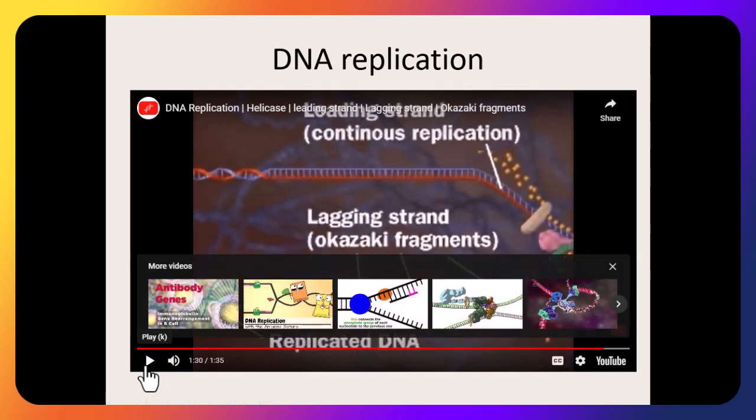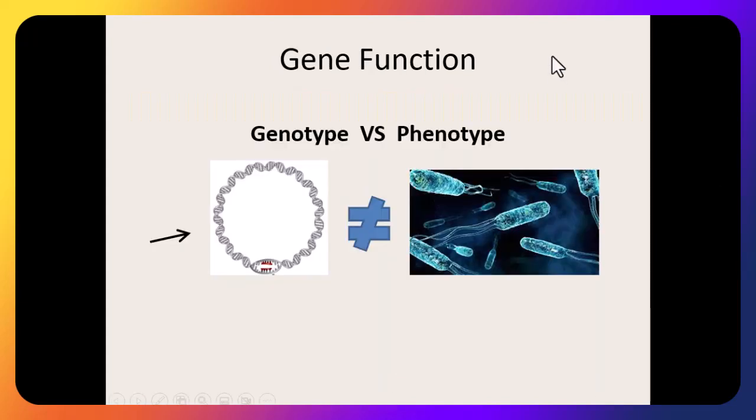But it's showing again, the leading strand has no issues because that DNA polymerase can just always add to the 3' end of a new strand. It's the lagging strand that becomes the issue.